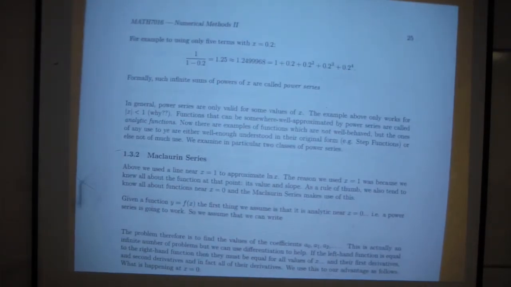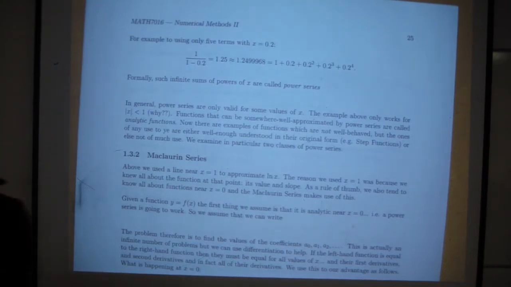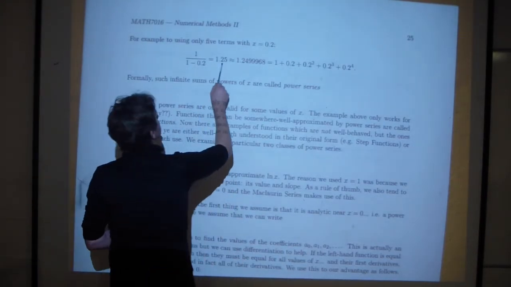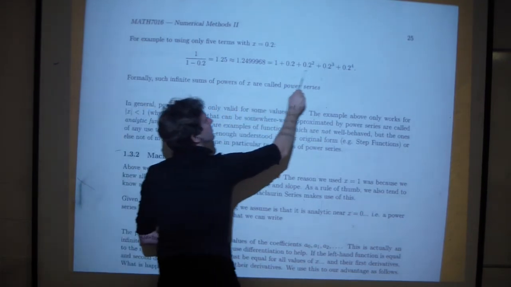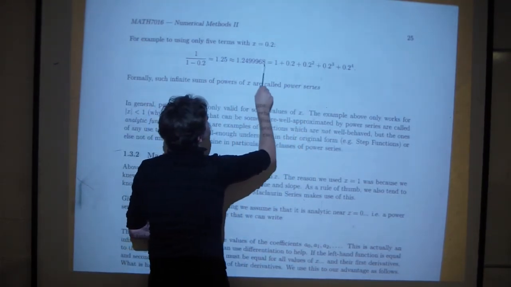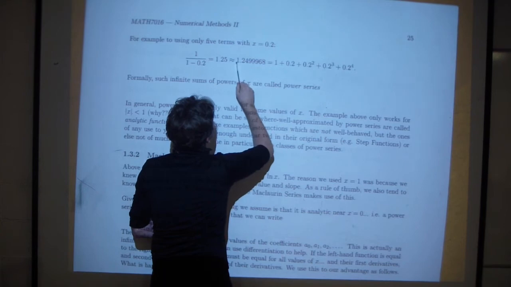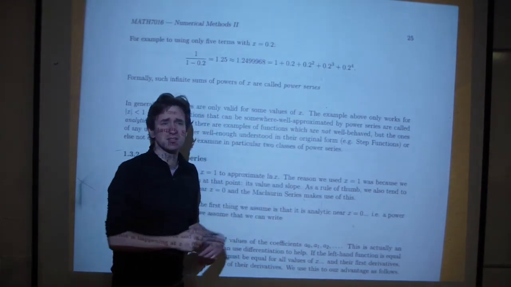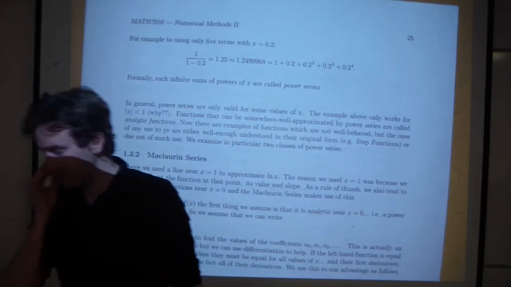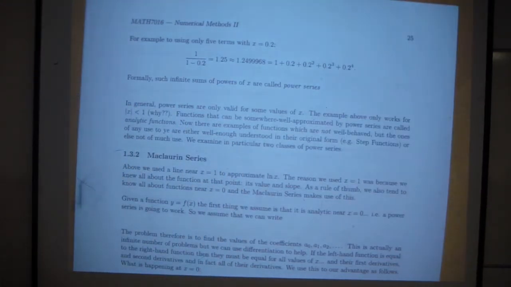So for example, using only 5 terms and putting x equal to 0.2 into it, if you put it into the left hand side, you get 1.25, and if you take 5 of the terms, you get 1.25 correct to maybe 1, 2, 3, 4, 5, 6 decimal places with only 5. If you want it to be correct to more, you just take more. Okay. So these infinite sums of powers are called power series.